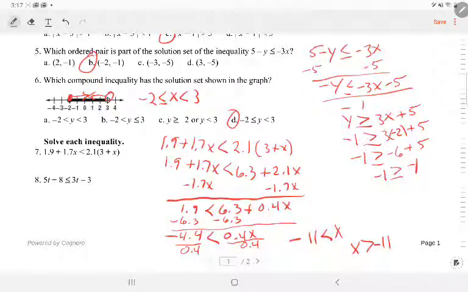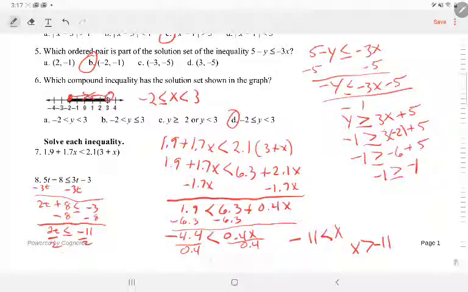Number 8. Simply subtract 3t from both sides, and I get 2t plus 8 is less than or equal to negative 3. Then I would subtract 8 from both sides, and I get 2t is less than or equal to negative 11. Divide both sides by 2, and t is less than or equal to negative 5.5. All right.